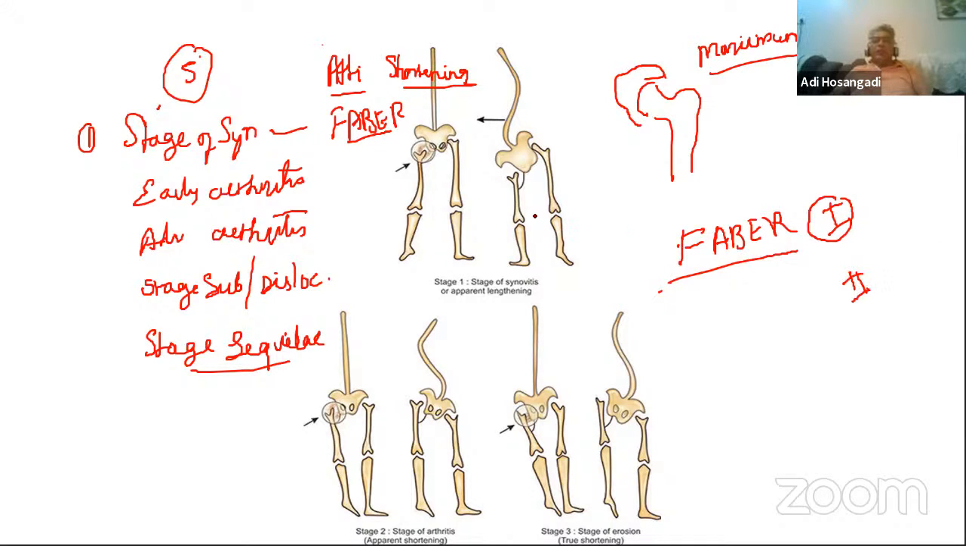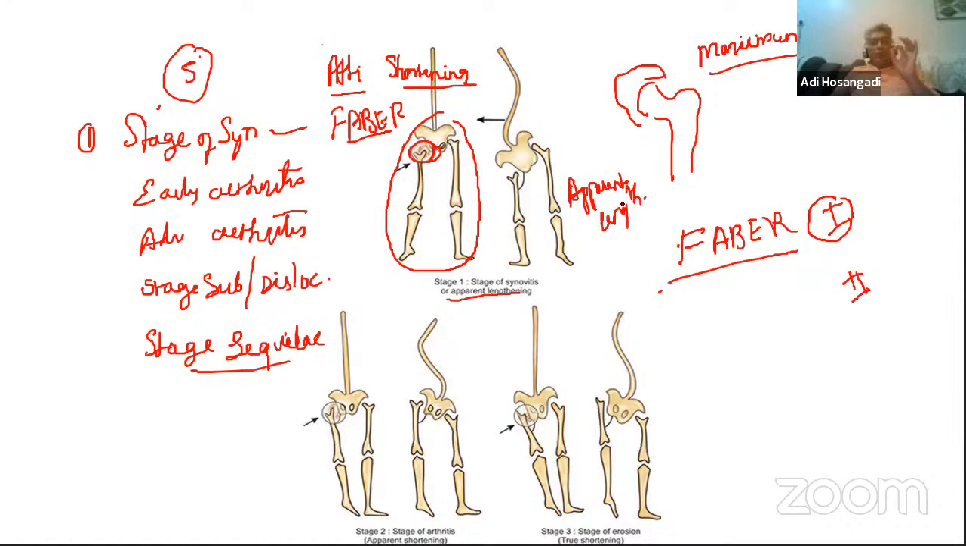Before that, look at this diagram very carefully. This is the joint I was explaining. It becomes swollen entirely and the limb becomes abducted and externally rotated. Because the limb is abducted, it appears long. Apparent lengthening will be there.